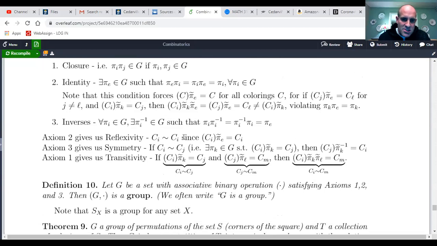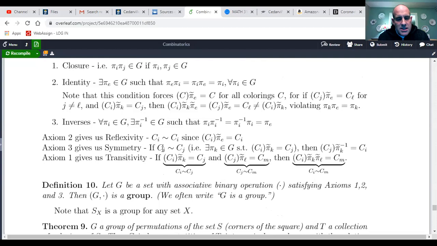So how do I get reflexivity? Well, I have the identity symmetry, and that thing fixes the coloring Ci. So every coloring is equivalent to itself.